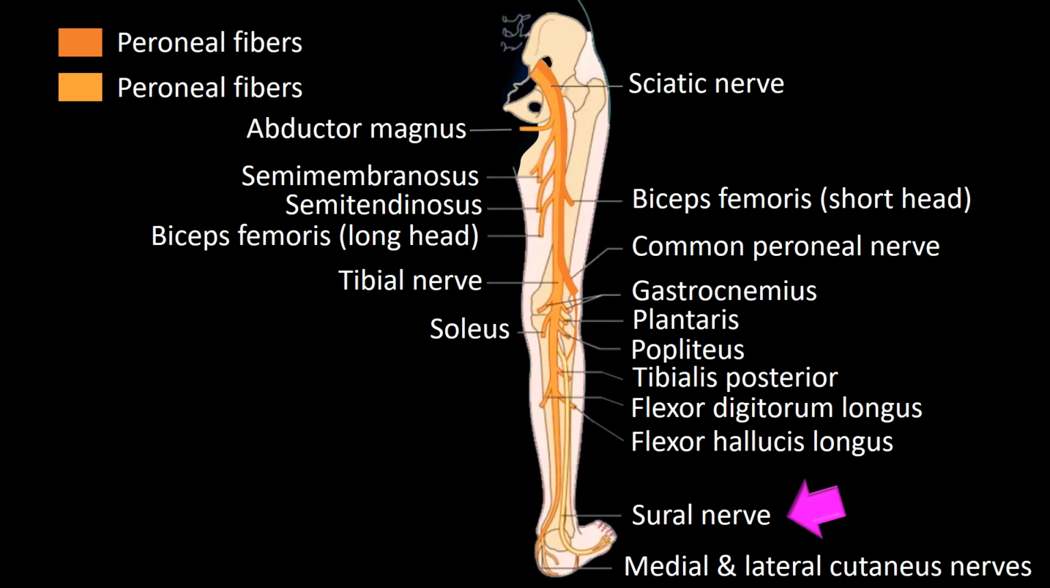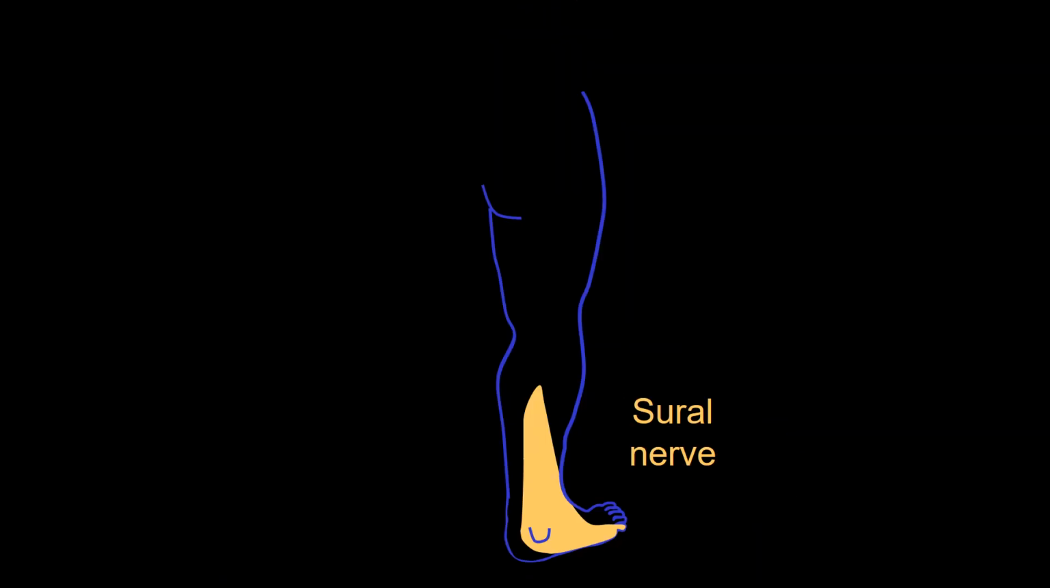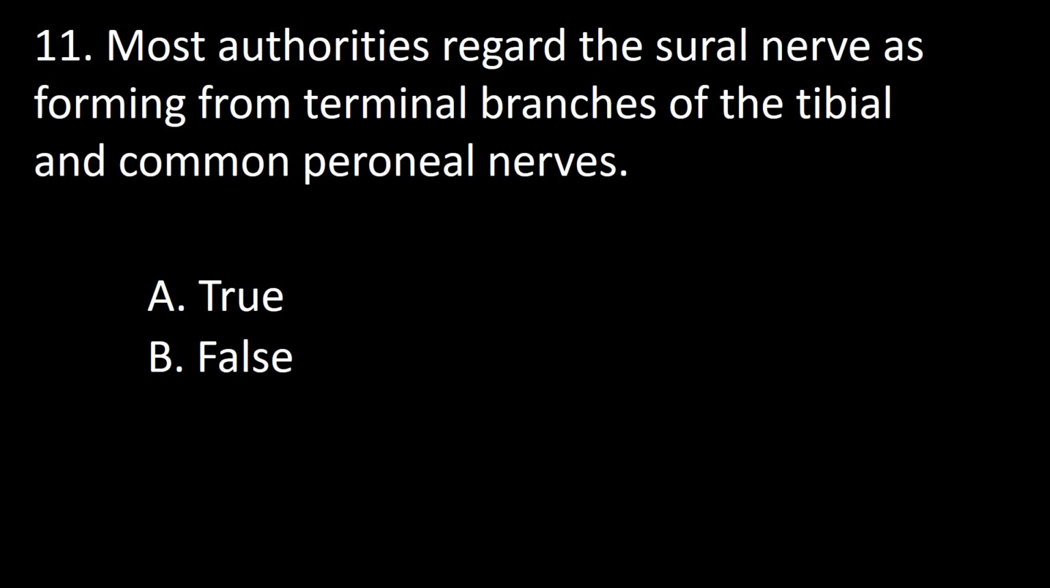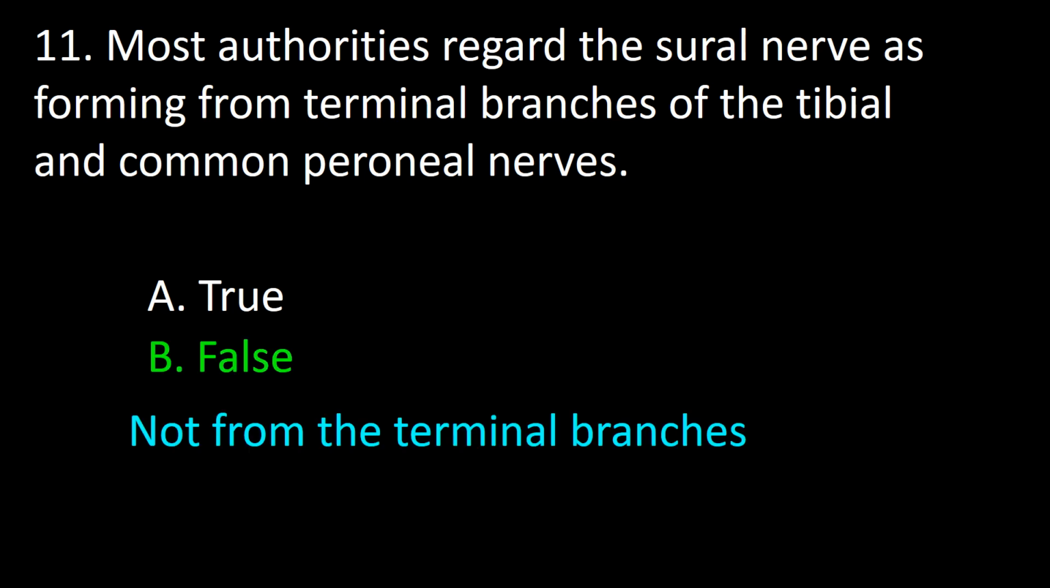The sural nerve travels behind the lateral malleolus. The cutaneous area innervated by this nerve are the lower lateral leg, lateral heel, lateral ankle, and dorsal lateral aspects of the foot. So the answer to this question is B.